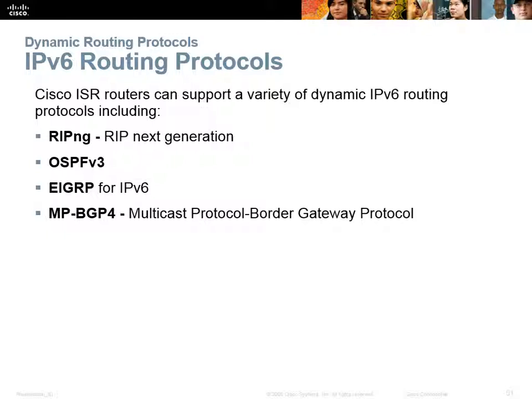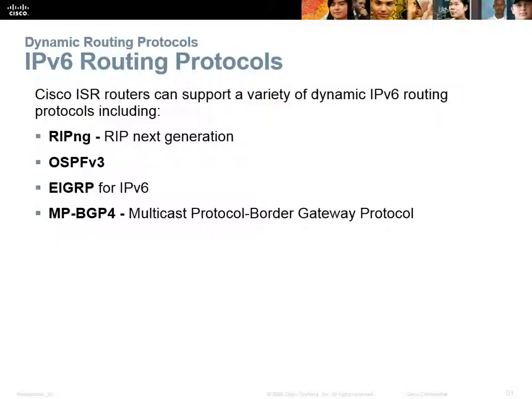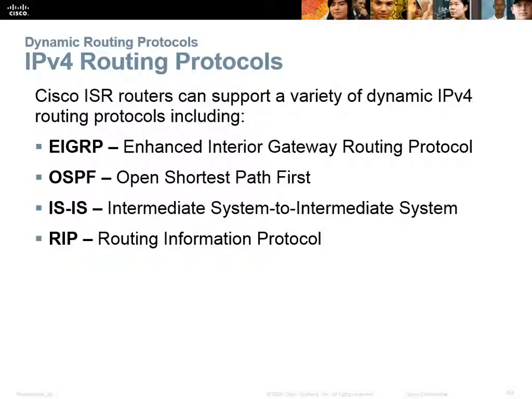IPv6. Version 6 of IP addressing. You're going to use RIPng, which stands for RIP Next Generation. OSPF version 3. MP-BGP, which is Multiprotocol Border Gateway Protocol 4. And EIGRP for IPv6. So notice the difference. You caught those four? RIPng, EIGRP version what?